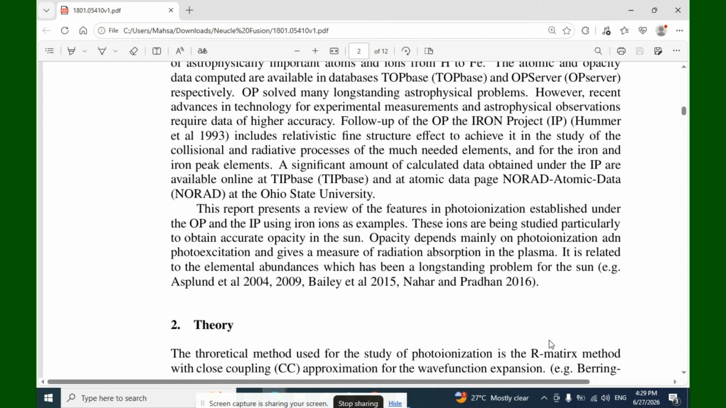This report presents a review of the features in photoionization established under the Opacity Project and IP, using iron ions as examples. These iron ions are being studied particularly to obtain accurate opacity in the Sun. Opacity depends mainly on photoionization and photoexcitation, and gives a measure of radiation absorption in the plasma. It is related to the elemental abundances, which has been a long-standing problem for the Sun. For example, Asplund and his colleagues in 2004 up to 2009, Bailey and his colleagues in 2015, and Nahar and Pradhan in 2016.